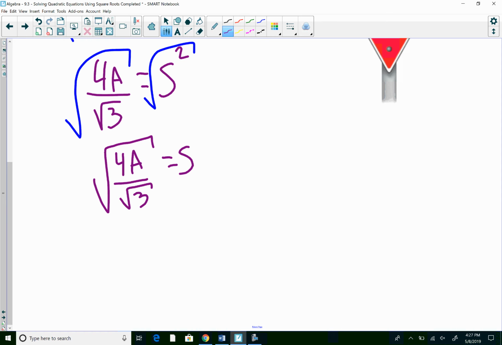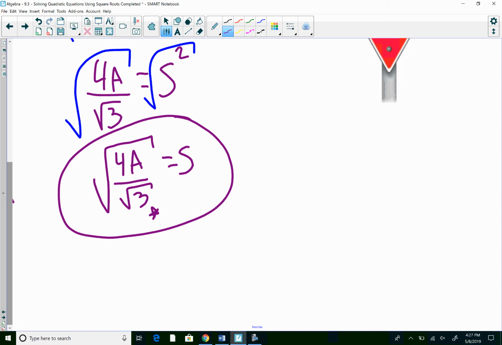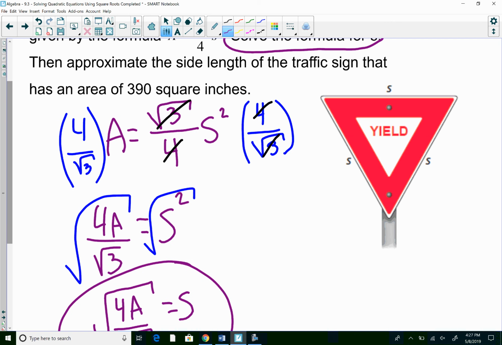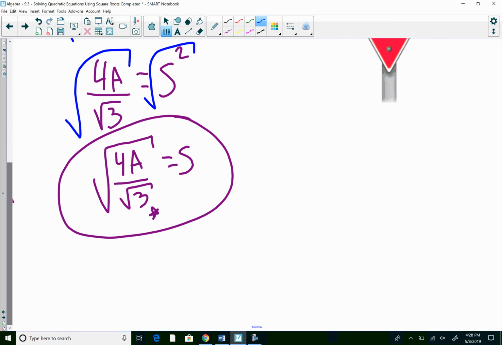They didn't ask us to do any further simplifying than that, so you can technically leave this like this. Realistically, you don't want to leave a square root in the denominator, but for the sake of this problem, because we're taking it a step further, they don't ask you to rationalize the denominator. They just want you to figure out the side length when you have an area of 390 square inches. So you're just going to take the formula that you had from before, and plug 390 in.